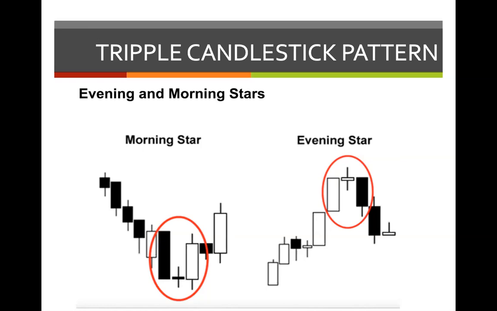Single candlestick means 1 candle good enough to tell you a reversal is about to happen. Double candlestick patterns, 2 candlesticks telling you a reversal is about to happen. And this is just a triple candlestick pattern. This one is called morning star and evening star.